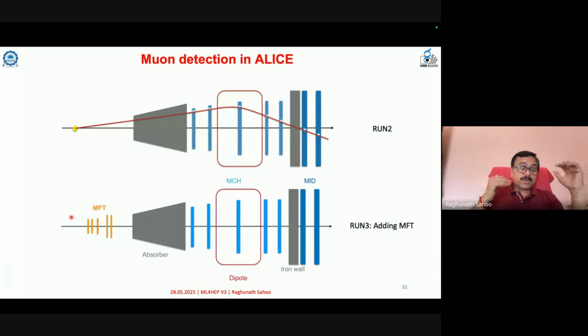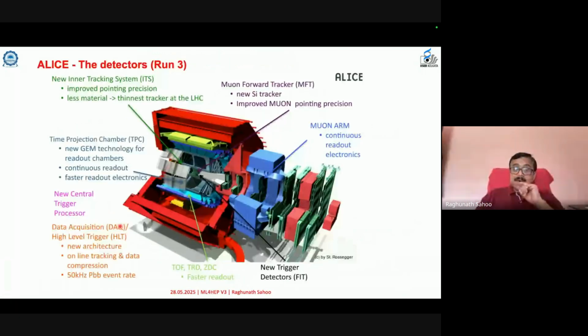I cannot go up to the primary vertex. I cannot have a secondary vertexing. So keeping that in mind, essentially this is the picture to show you that the muon forward tracker is in place, and this is close to the interaction point. You can see this. This is Run 3. Run 3 is ongoing now.